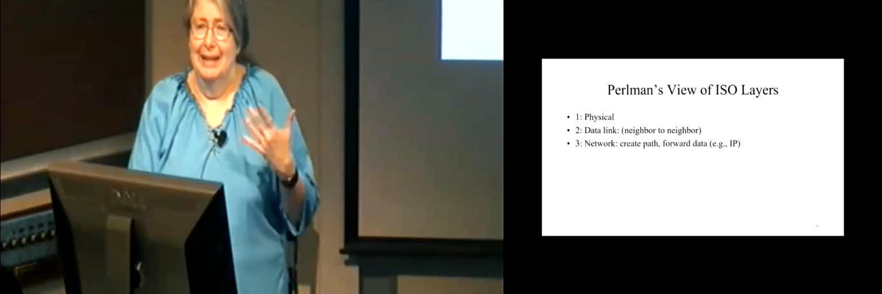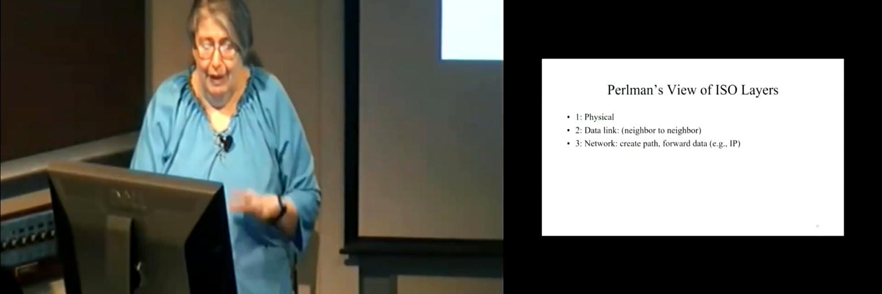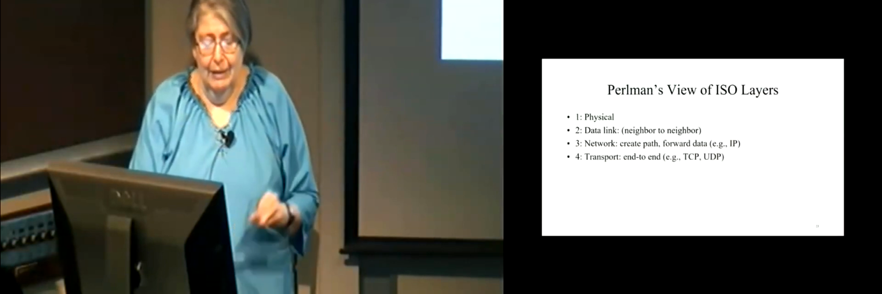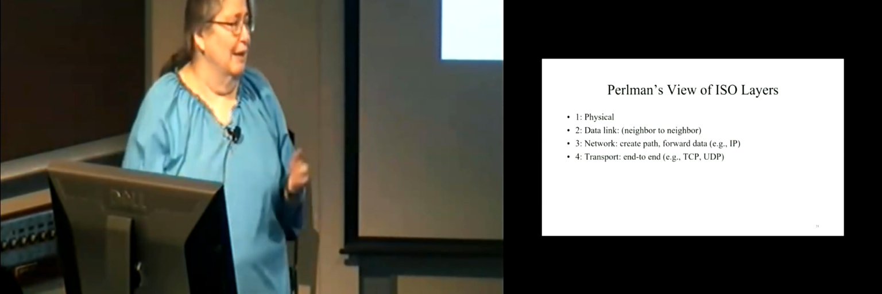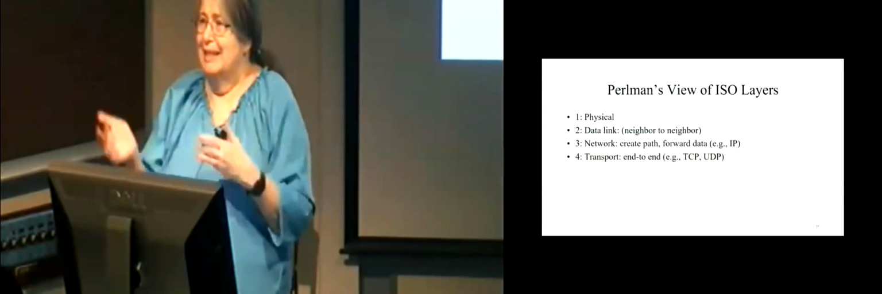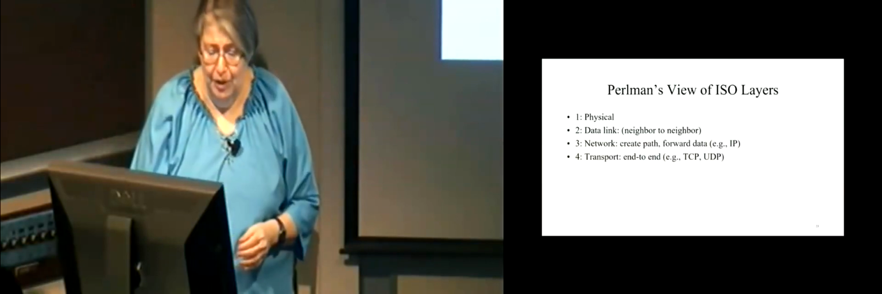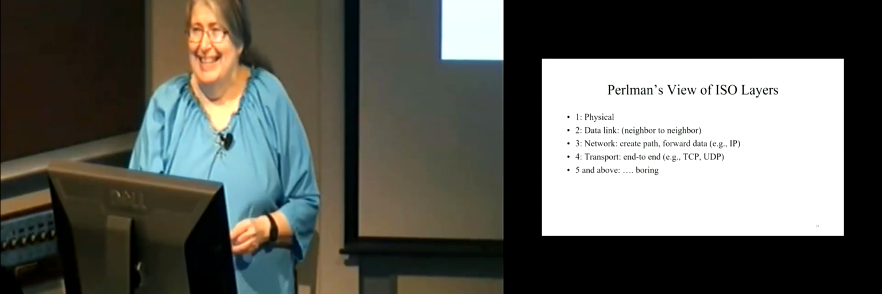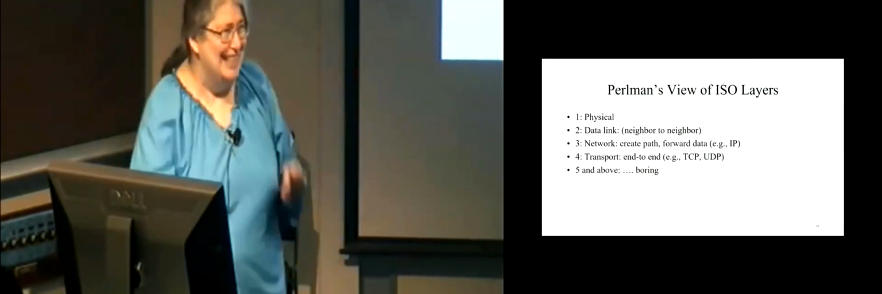So IP is an example of layer 3. Layer 4 is end-to-end stuff like TCP, where you number messages and you can retransmit things that got lost or put things back in order. And layers 5 and above are boring. So that's why it's Perlman's layer.